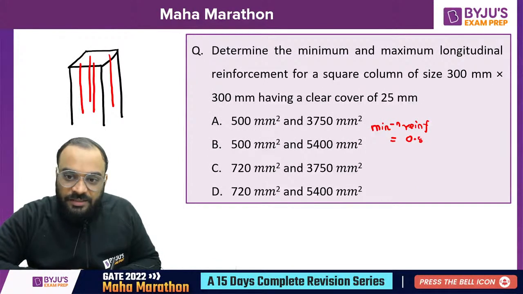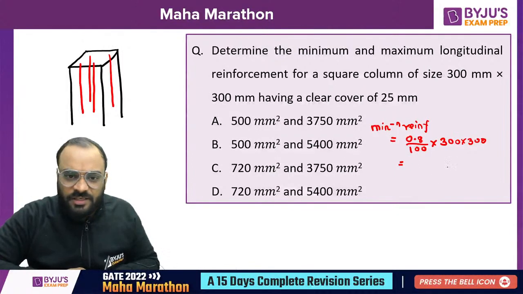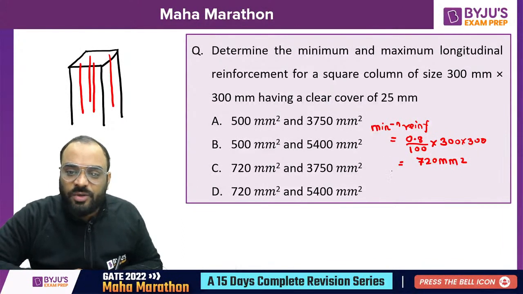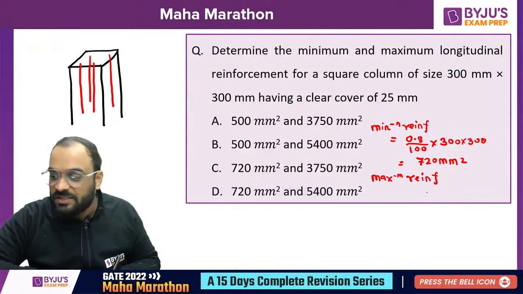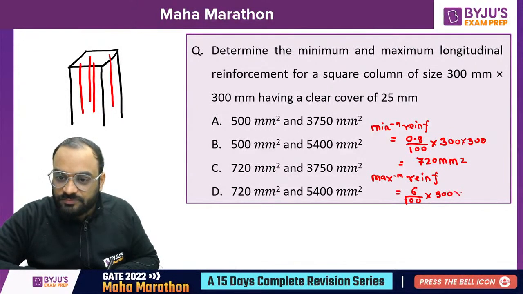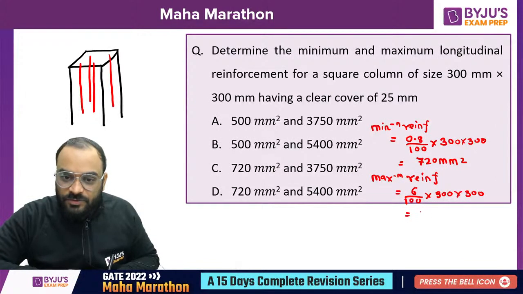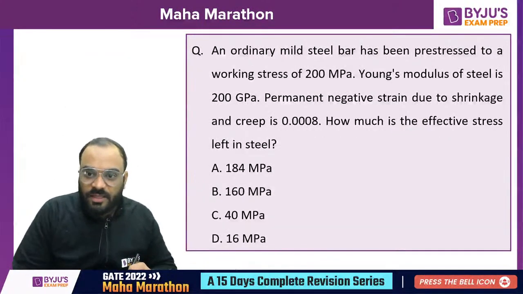That will be 0.8%. That means 0.8% of overall cross section area. So B into B, that means 300 cross 300. So ultimately how much you are getting, guys? I think it is 720, correct? 720 mm square. Now if we talk about the maximum value of reinforcement, maximum reinforcement is nothing but 6% of overall cross section area. So it is coming around 5400 mm square. That's why D is the correct answer. Clear? Next question.